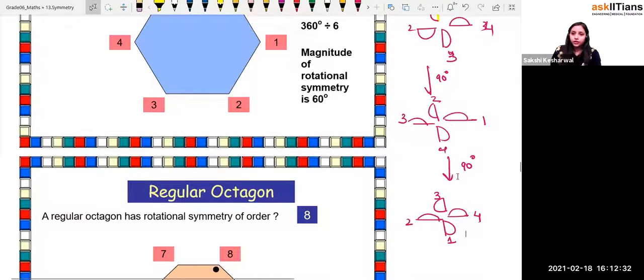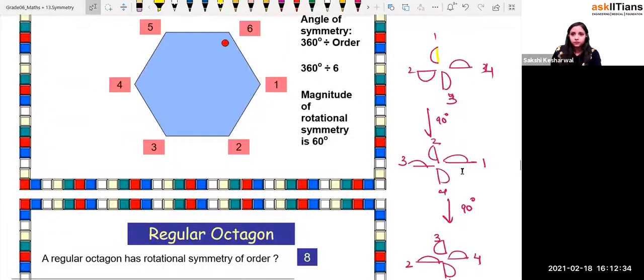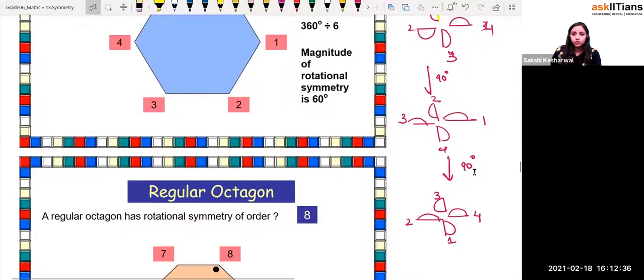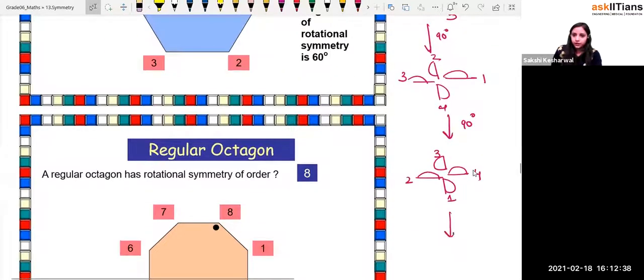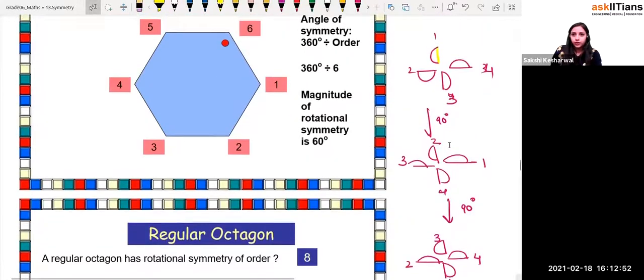Again, you're going to rotate it by 90 degrees. I wrote this 1, 2, right? Again, you're going to rotate this by 90 degrees. So what will you be getting? You'll be getting the same figure again, right? So 1 will come over here, then 2 will come over here, 3 will come over here, and then 4 will come. Again, we have done 390 degrees, right?